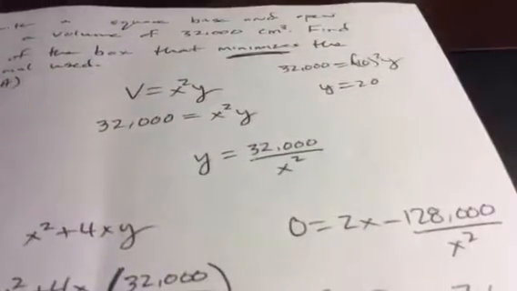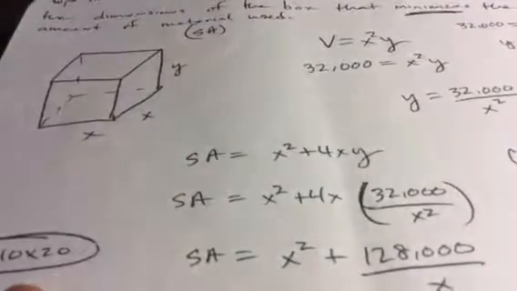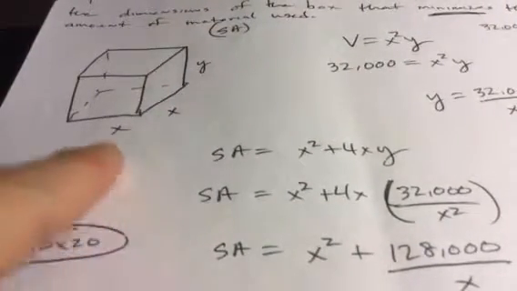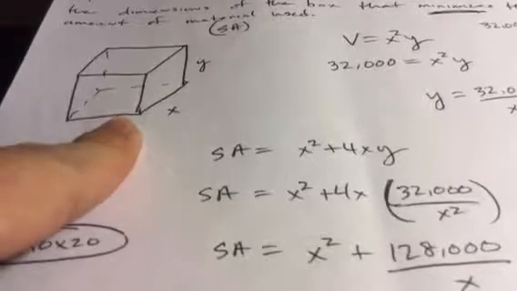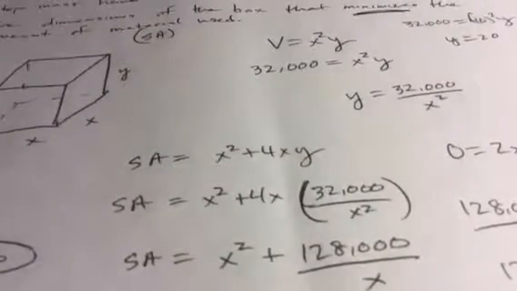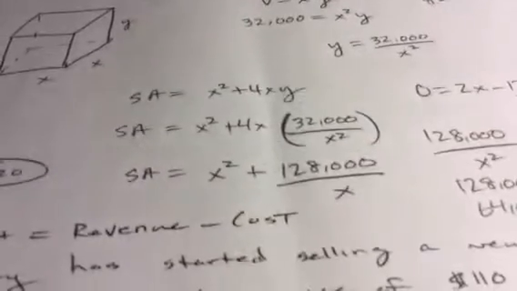Figure out what y is. It's 32,000 over x squared. All right. I want to minimize, right? Minimize the amount of material used. That's surface area. I have a bottom that's a base, x by x. Then I have 4 sides, because the bottom's a base. I have 4 sides that are x by y. Instead of writing y, I'm going to write 32,000 over x squared. I get some cancellations. X will cancel.